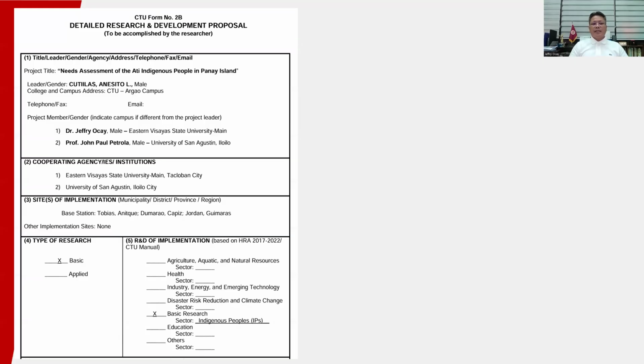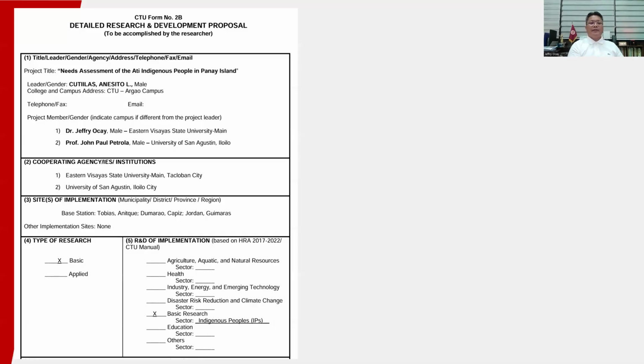Our lead researcher in this case is Dr. Anicito Cotillas from Cebu Technological University, Argao campus. I cannot be the lead researcher in this research because the funding is coming from CTU and I am from EVSU, Eastern Visayas State University. So I can only be a member, a co-principal investigator in this research. But not to brag, I do most of the legwork in this research, and especially in the writing parts. But anyway, we are three in the group.